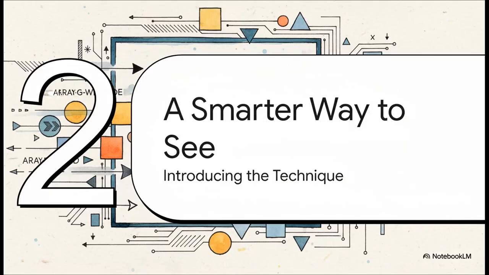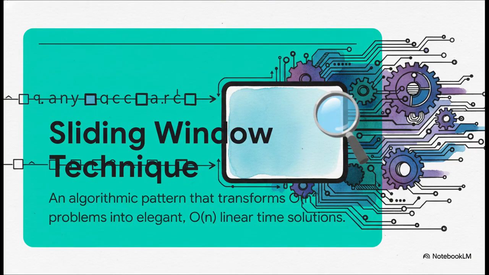And that smarter way, of course, is the sliding window technique. This is where we stop thinking brute force and start thinking smart. So what is it? At its heart, the sliding window is a clever pattern that takes those messy O of n squared problems and turns them into sleek, lightning-fast O of n solutions. It does this by creating a window, which is just a small piece of your data, and then intelligently sliding it across your list instead of starting over every single time. The performance boost is just massive.